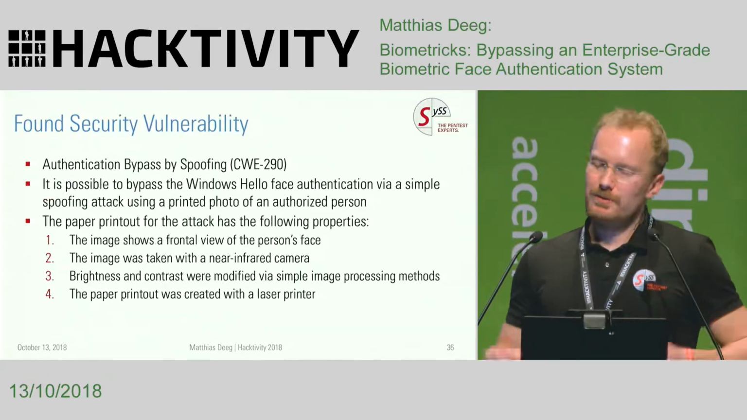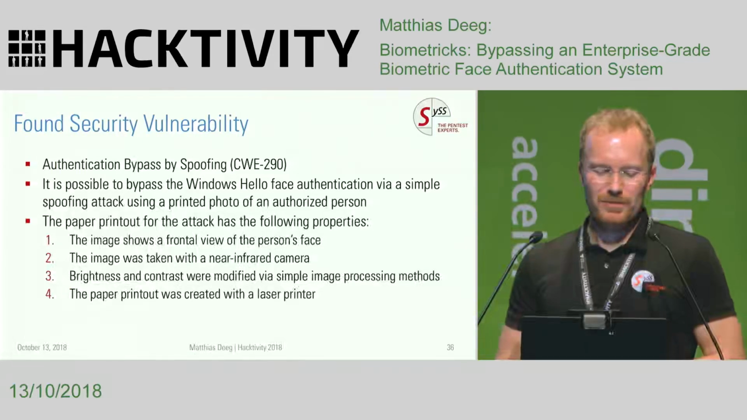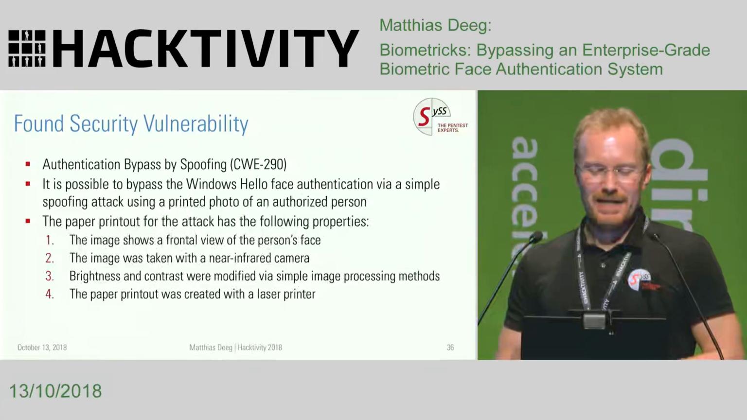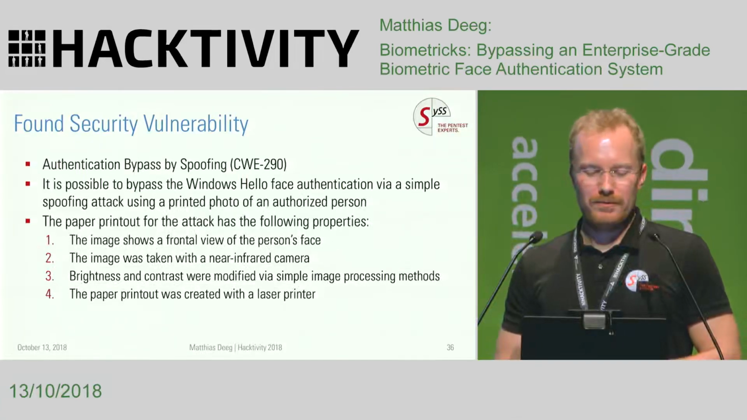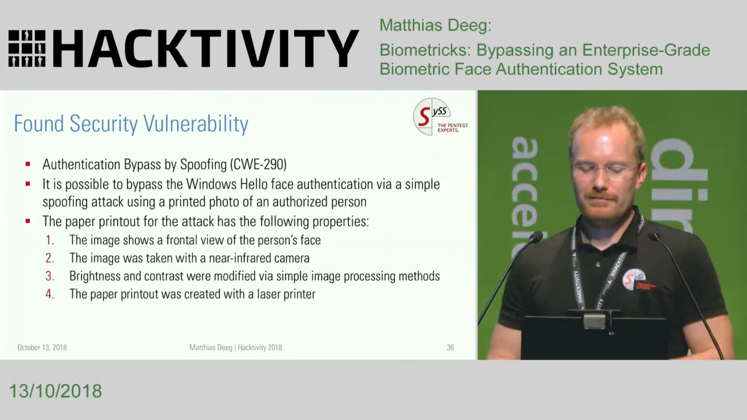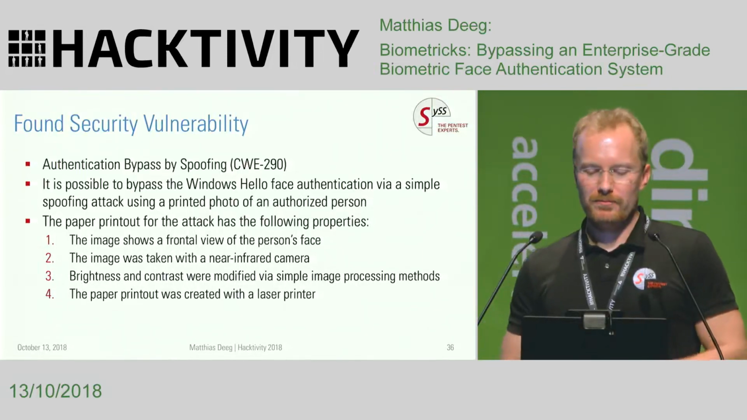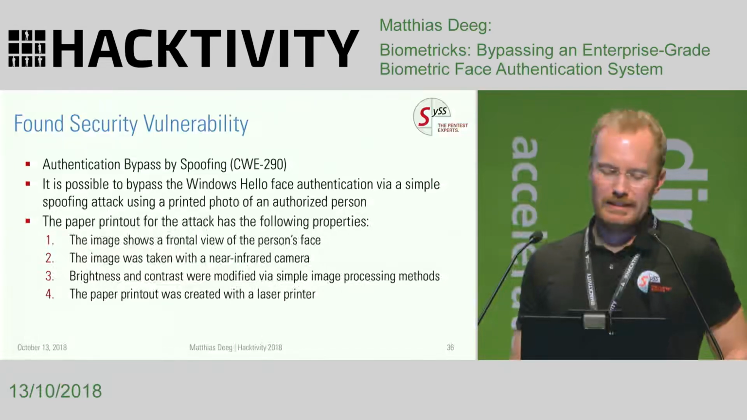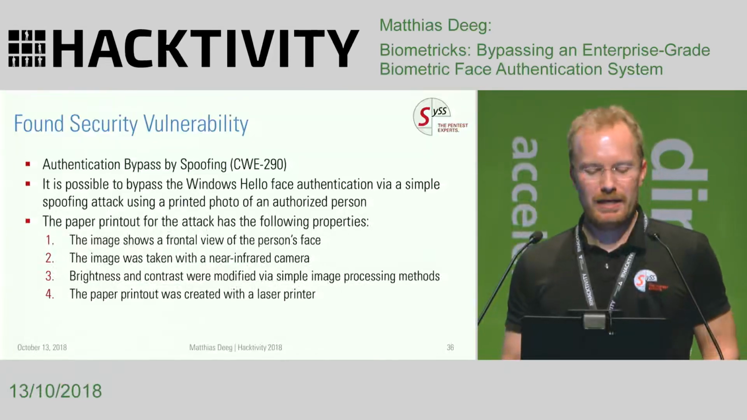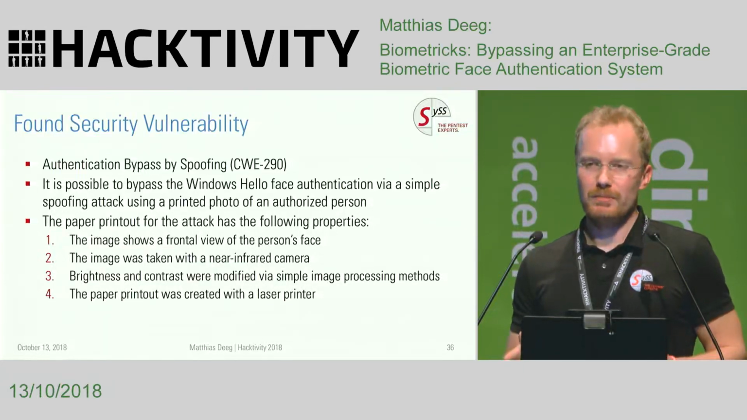And the security vulnerability found actually was that it is possible to do an authentication bypass attack by spoofing. Otherwise, I wouldn't be here today. And it's actually possible to do it in a rather simple way. All it takes is a paper printout for the attack with specific properties. The properties are that the image has to show a frontal view of the person's face, because that is what the algorithm looks for.